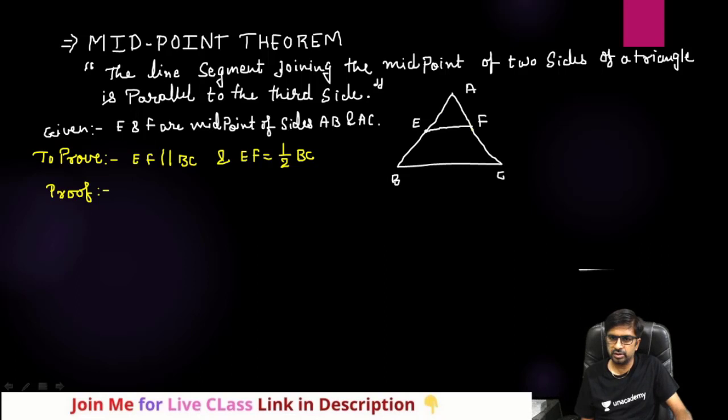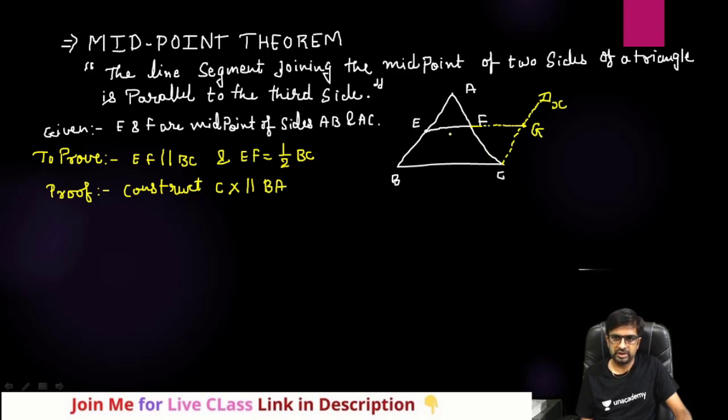Okay, so first thing is you need to construct. What do you need to construct? Construct ray CX parallel to BA. Can you do this? BA we construct, and then extend EF in such a way that it will intersect CX at point G.